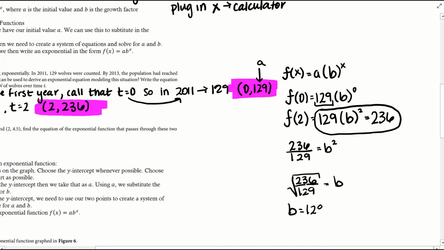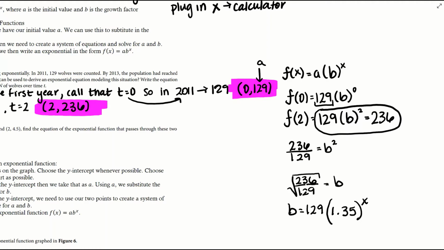So we are going to have 129 times 1.35 to the x. Notice that everything on the inside, that 1.35, is greater than 1, which means this will be growth. So this is just going to increase. Our wolf population is going to increase.